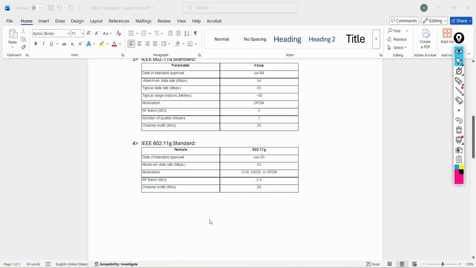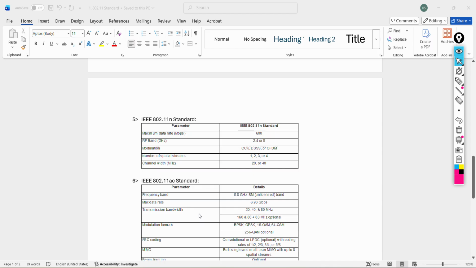After that, 802.11g was released in June 2003, where the maximum data rate is 54 Mbps. It supports the 2.4 gigahertz band, and the channel width it supports is only 20 megahertz. After that, 802.11n was released. Its maximum data rate is 600 Mbps, and it supports both the 2.4 and 5 gigahertz bands, and 20 and 40 megahertz channel widths.